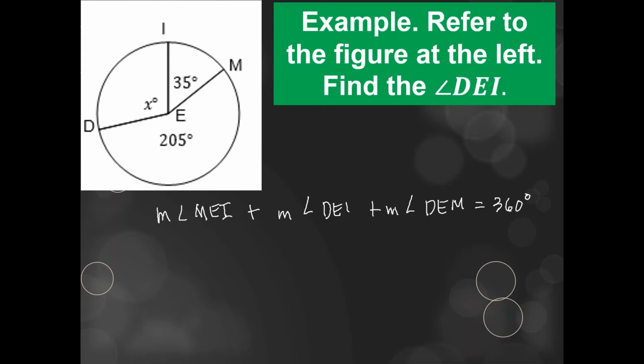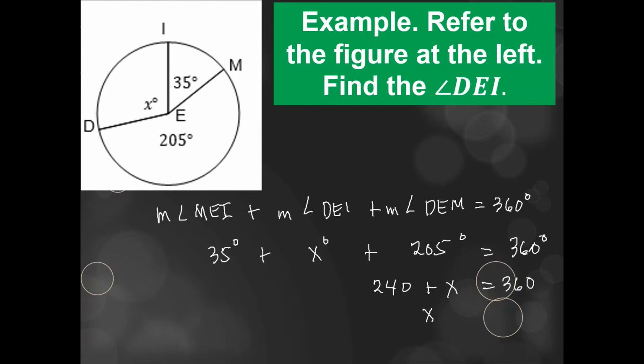Substituting the values, we have 35 degrees plus X degrees plus 205 degrees is equal to 360 degrees. Combining like terms, 35 plus 205 is 240, plus X is equal to 360. So X must be equal to 360 minus 240, which is equal to 120 degrees. Since X is 120 degrees, the measurement of angle DEI is equal to 120 degrees.